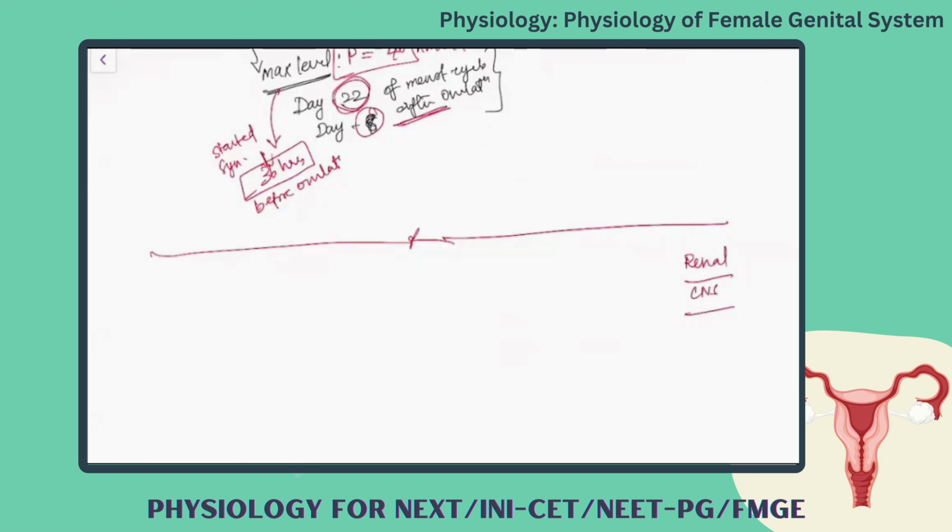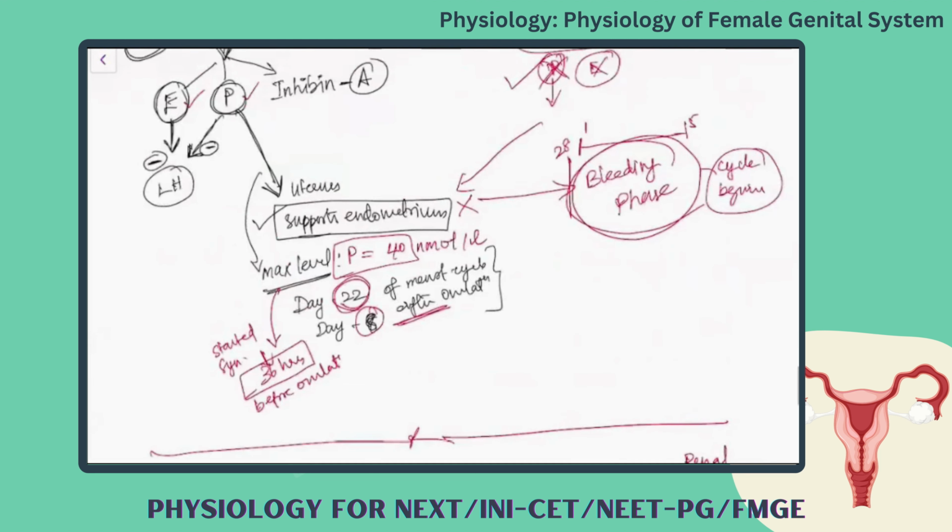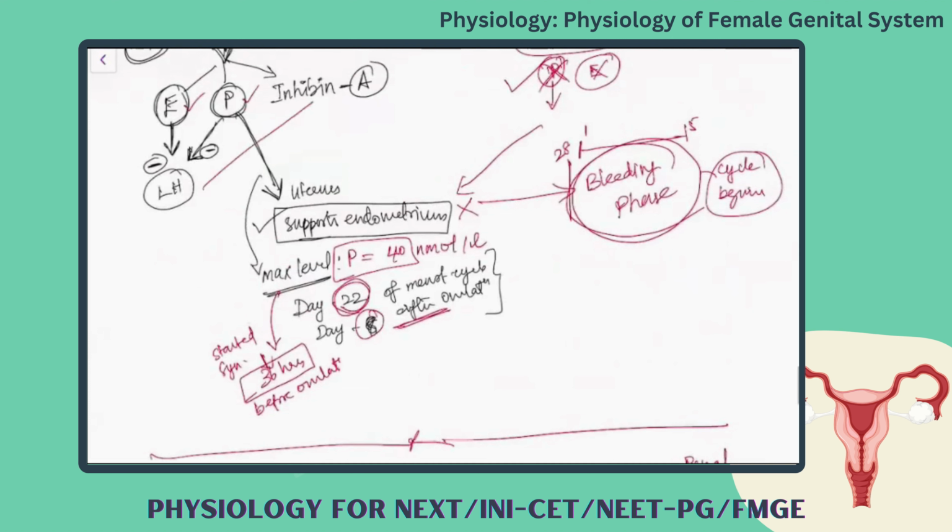Inhibin A also gives an inhibitory signal to the luteinizing hormone. So overall, the luteinizing hormone does not have any role after ovulation. Okay, clear? Yes?